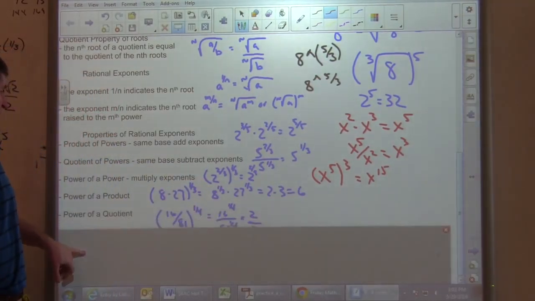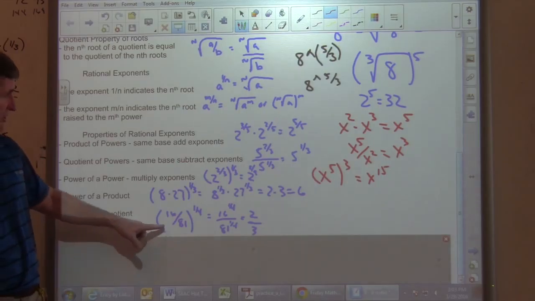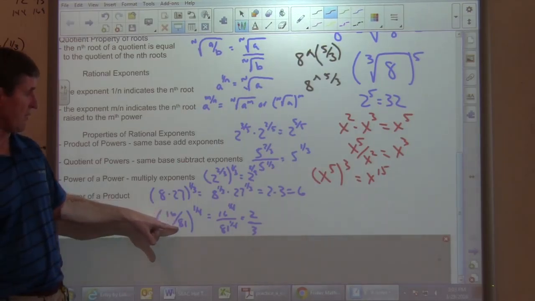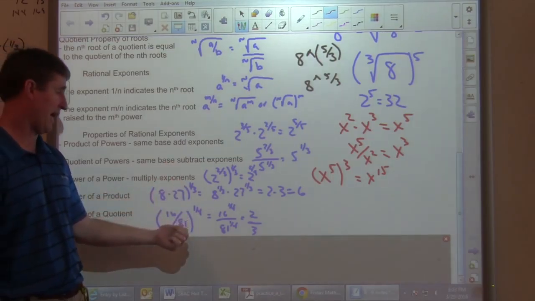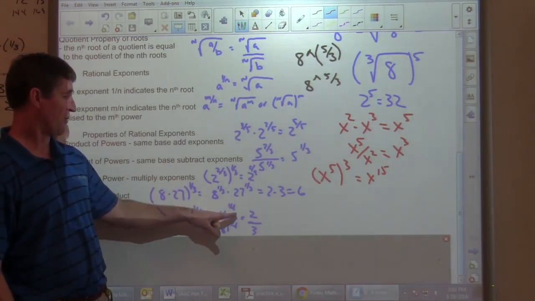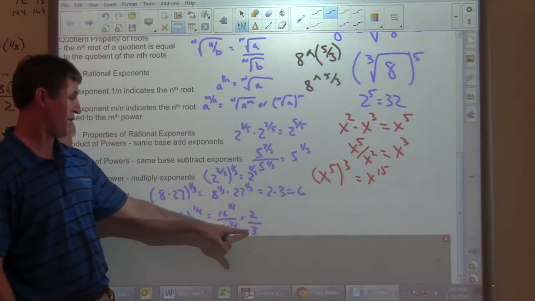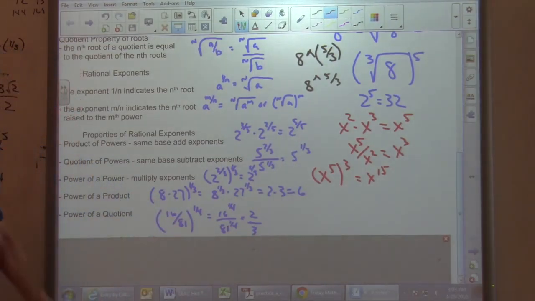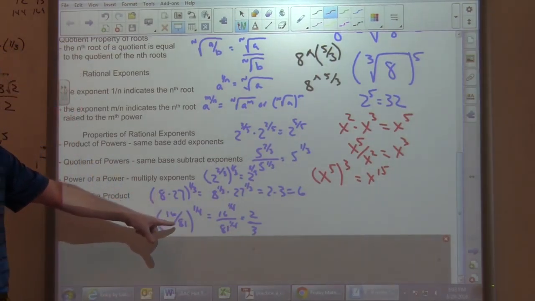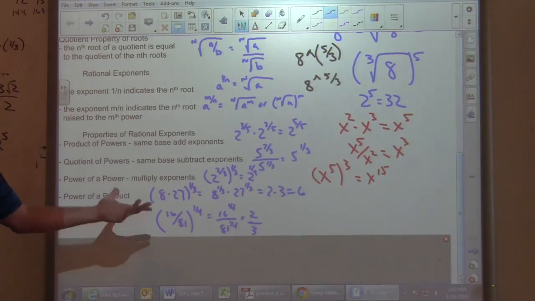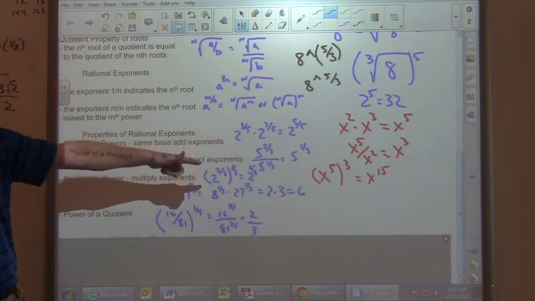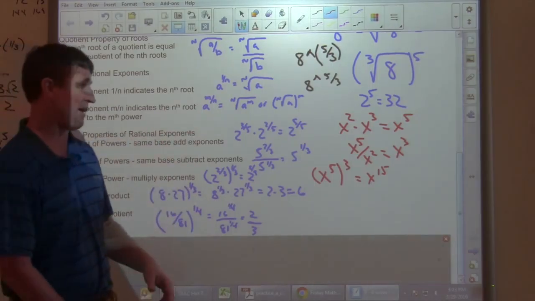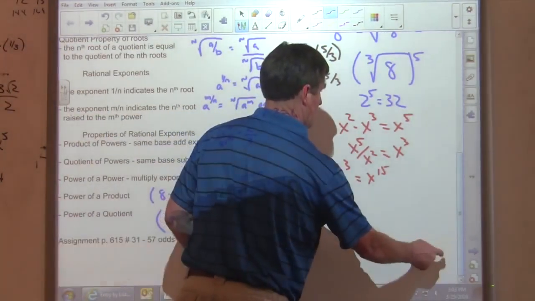And the same thing if it's a quotient, a fraction. 16 over 81, to the 1/4. The 1/4 power affects both the numerator and the denominator. So the 4th root of 16 is 2, and the 4th root of 81 is 3. You could type this into your calculator. You'd get a decimal, but it would be 0.666666. So all the rules are the same as what we've used before. The only difference is now we're going to have fractions up there instead of whole numbers.